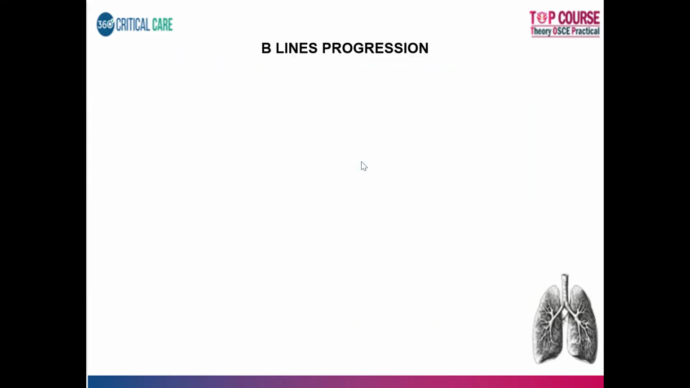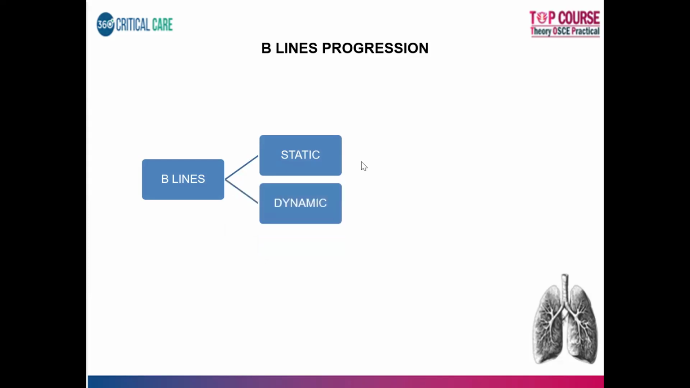So coming to B lines, earlier we spoke about the bright, long, ray-like lines which arise from the pleura and go to the end of the screen, which usually cut across the horizontal A lines, correct? These are vertical lines. So how do they progress whenever we have B lines? They usually are categorized into two types. There are static B lines and dynamic B lines. What do I mean by static B lines? They are B lines in the absence of lung sliding. I've given you a lot of examples of absent lung sliding earlier on.